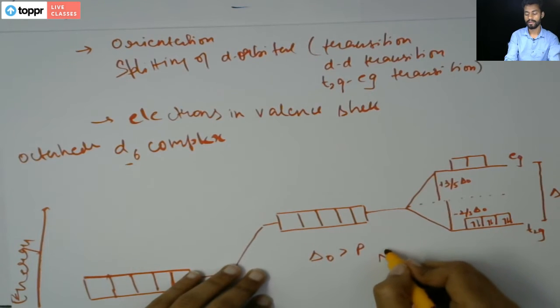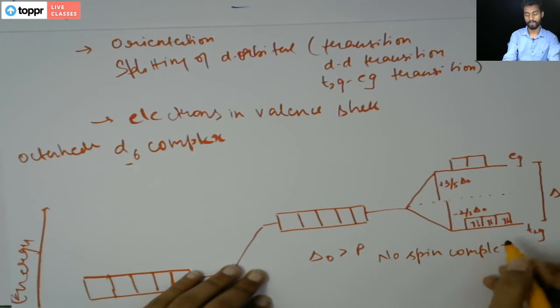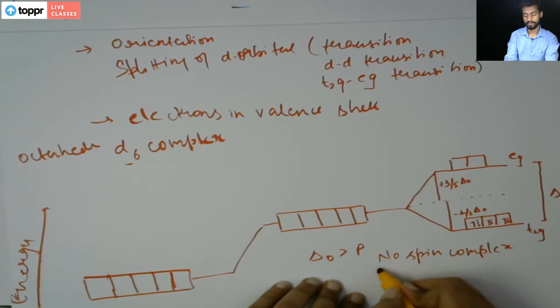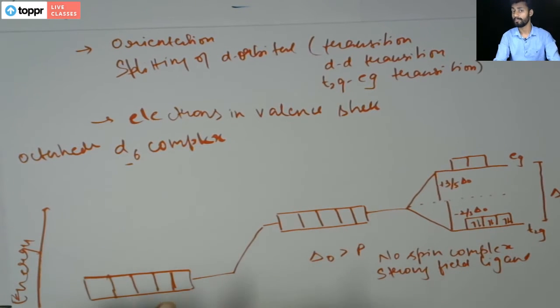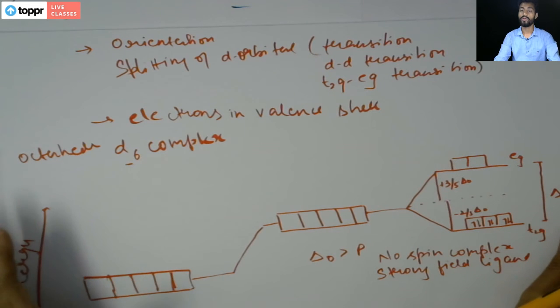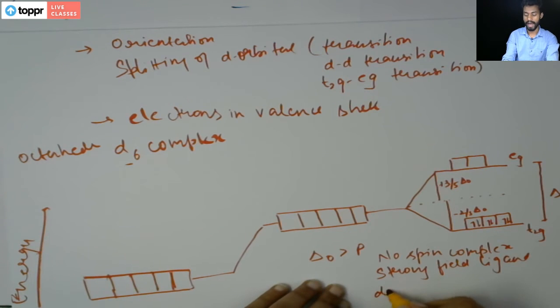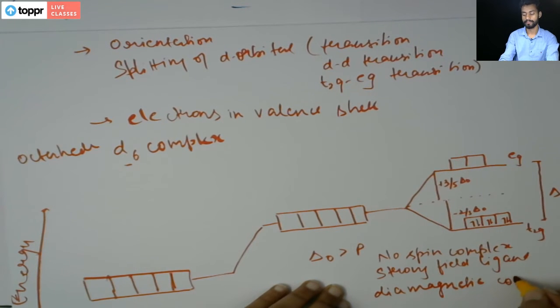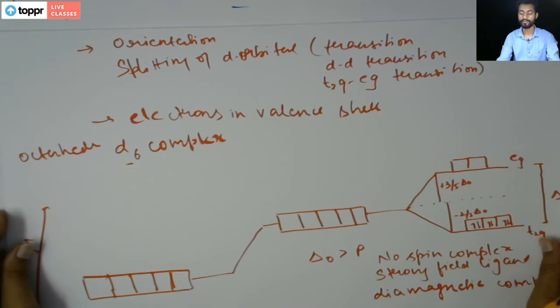So I can say no spin complex or strong field ligand. Okay, one more thing. What about magnetic character? Since all the electrons are paired, there will not be any magnetic character or extremely low magnetic character. So we will have a diamagnetic complex. Clear? Hope this is clear to you all till now.